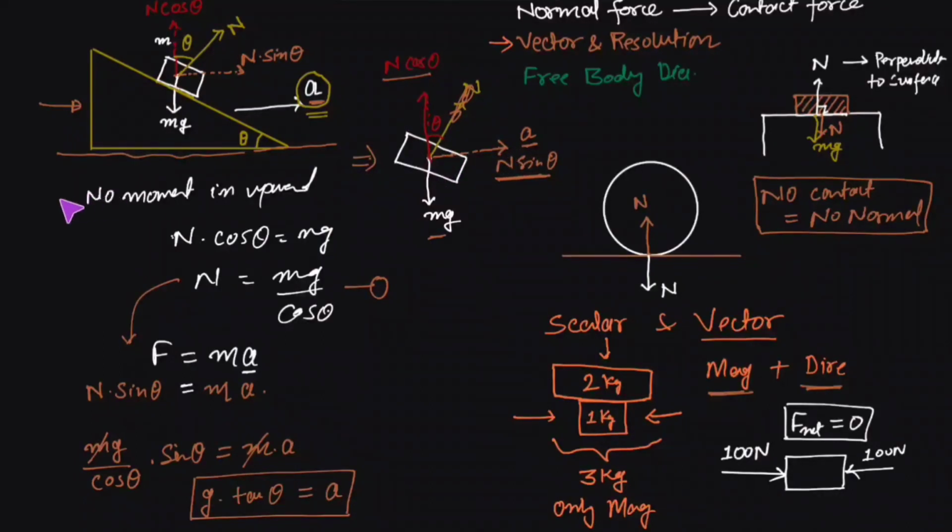No movement in the upward direction, so N cos theta balances the weight mg. You find the value of N. There is a net movement with acceleration a to the right side, which is being provided by the force N sin theta. So N sin theta is equal to ma. You put the value of N, mg upon cos theta, and you find the value of a. a is equal to g tan theta. So this is the answer. Thank you.